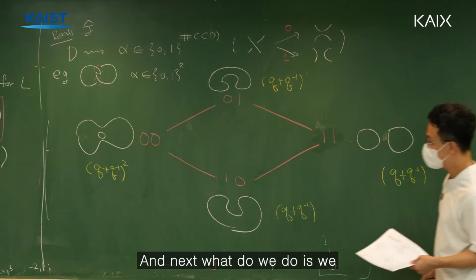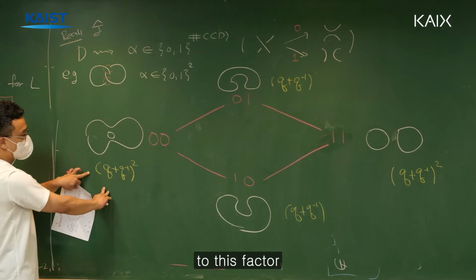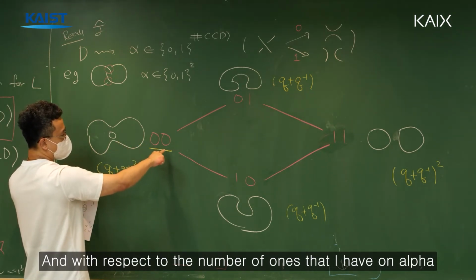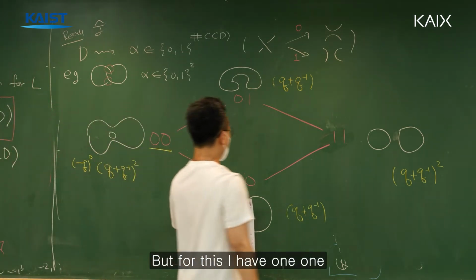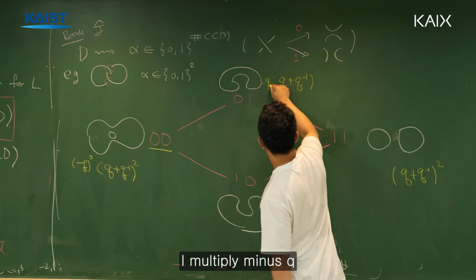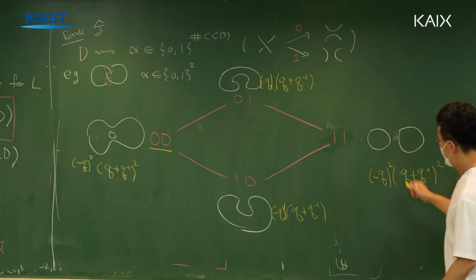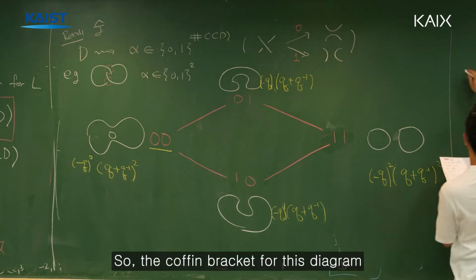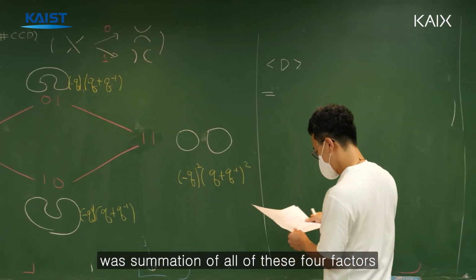Okay. And next, what did we do? We said I would like to multiply this factor by minus q to the power of the number of 1s that I have in alpha. So in this alpha, I don't have any 1s, so I don't multiply by any minus q. But for this, I have one 1, so I will be multiplying by minus q. The same thing for here. For this, I have 2 1s, so I'll be multiplying by minus q squared. Okay. So the Kauffman bracket for this diagram was the summation of all of these 4 factors.